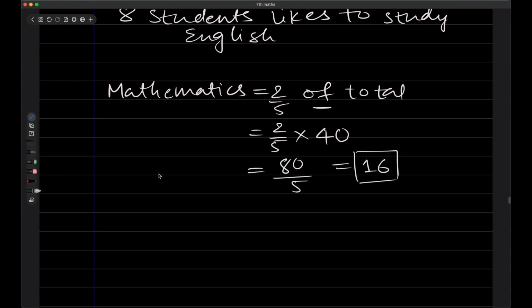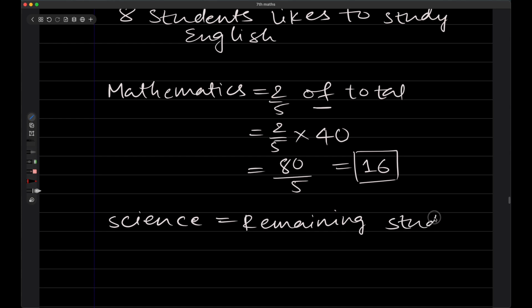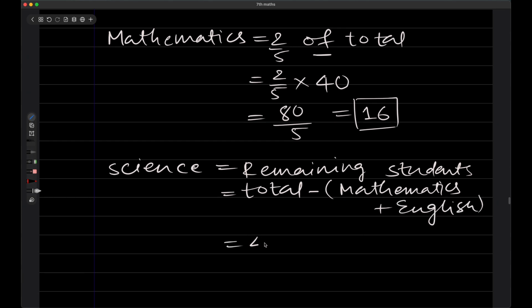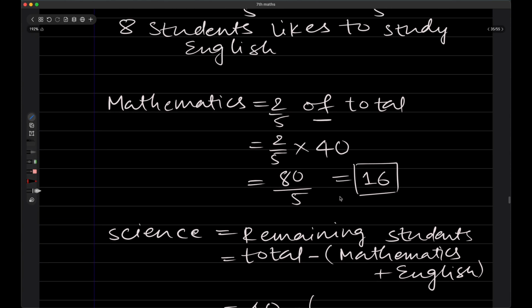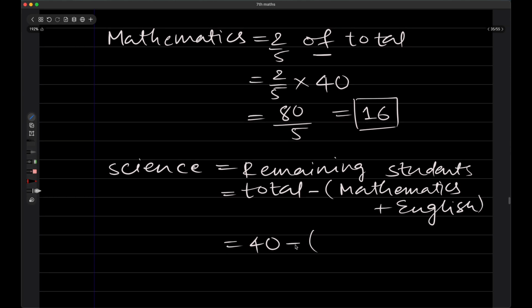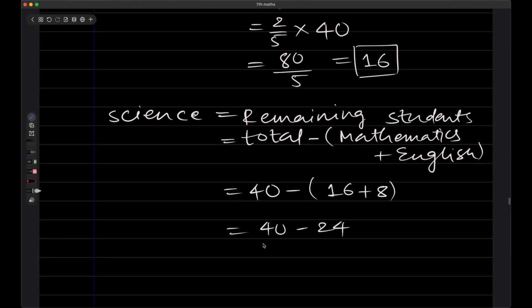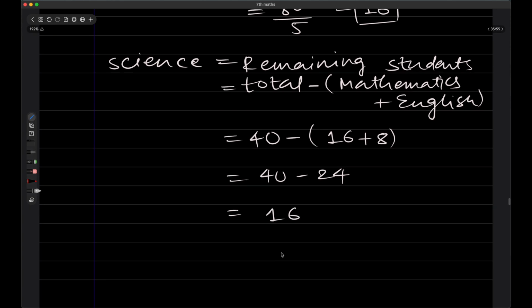And the remaining students like to study science. Science are the remaining students, that is we can write total students minus the students who like mathematics plus English, that is equal to 40 minus mathematics and English, that is 8 and 16, that is equal to 40 minus 24, that is equal to 16. So 16 students like science.